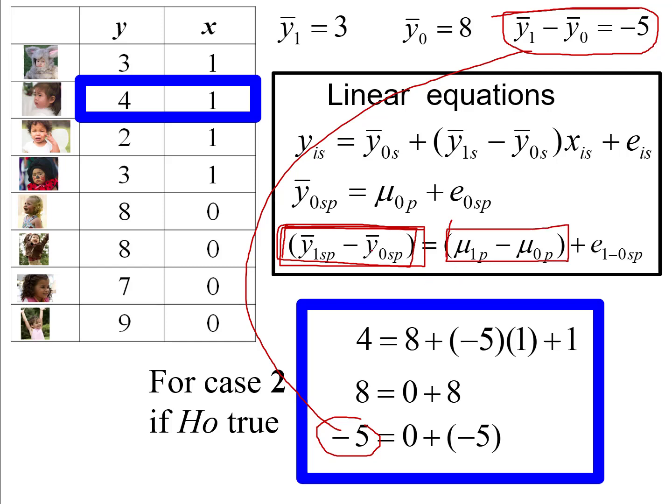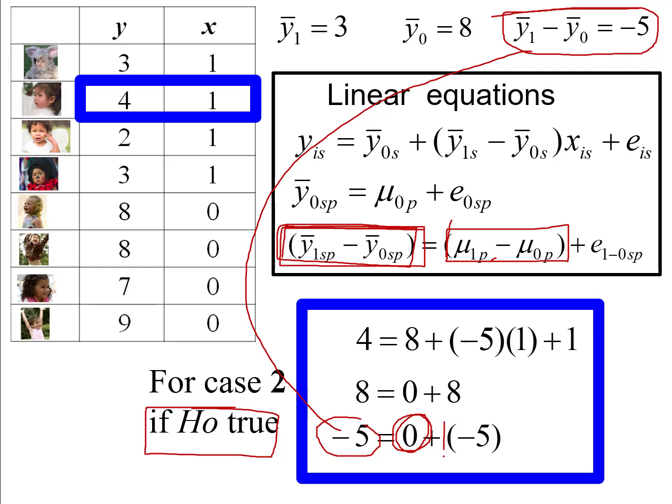And if I assume the null hypothesis is true, then I'm going to assume that the true difference is 0. So I'll put a 0 right there. I'm assuming there's no difference between means. I'm going to assume the null hypothesis is true. So I'm just going to put a 0 there.